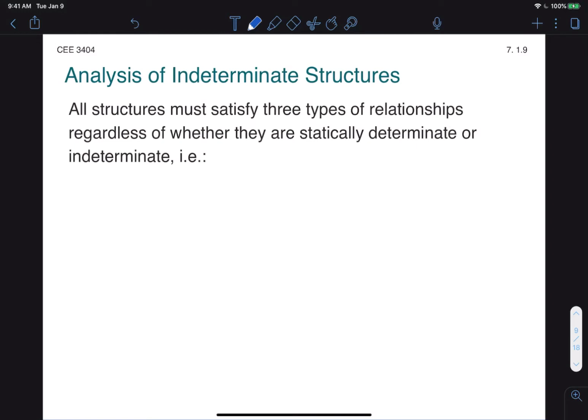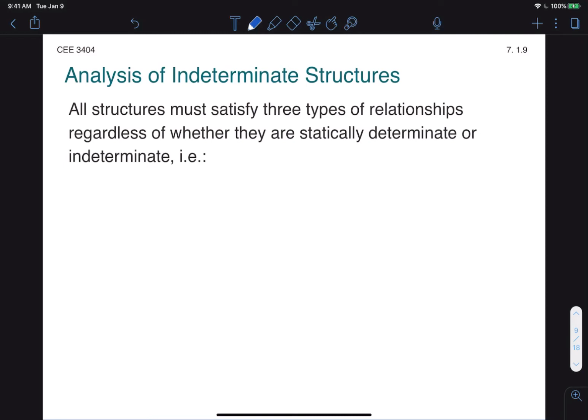Okay, so now it's where we get a little more technical. So in order to analyze indeterminate structures, like we mentioned, we need additional equations. So it's worth taking a step back and thinking about all the different types of equations and conditions that need to be met whenever we're dealing with forces and deflections. So any structure, whether it's indeterminate or determinate, must satisfy three types of relationships. Sometimes we don't need to use all these relationships to find the loading, internal loading, but in some cases we do. Okay, so the first set of equations we already know.